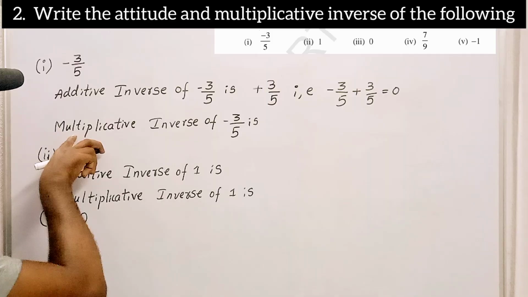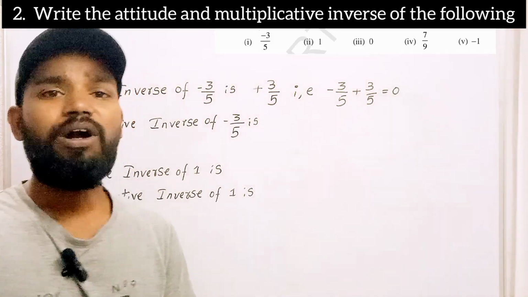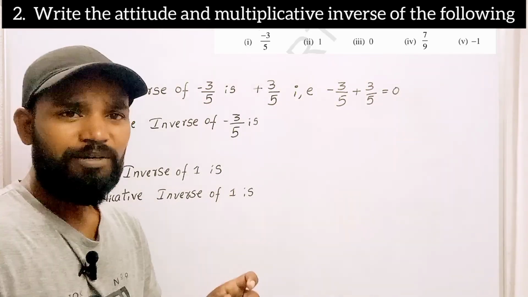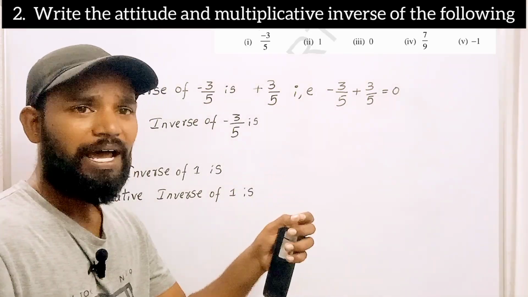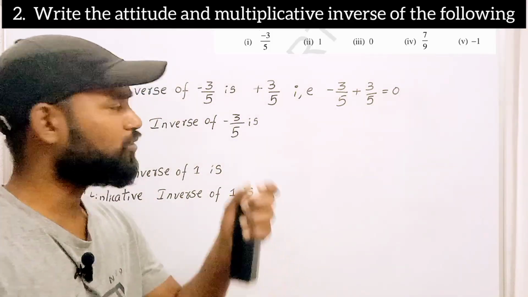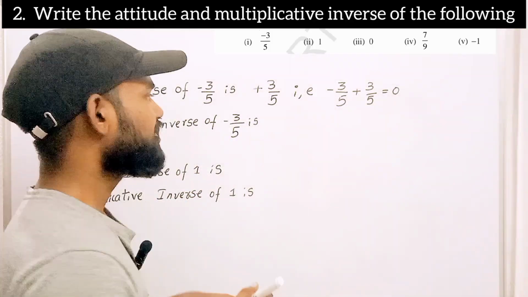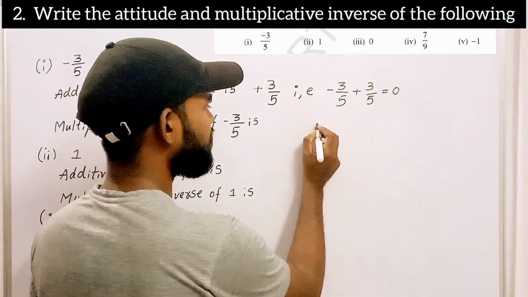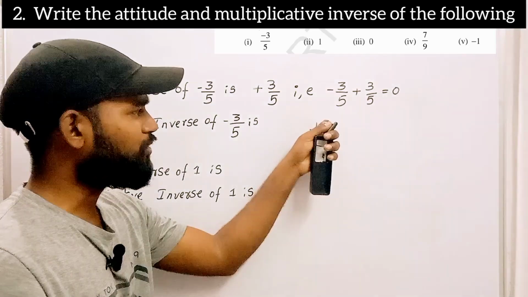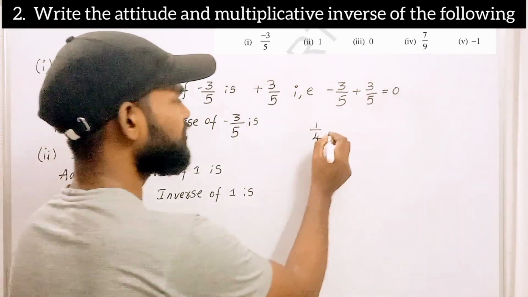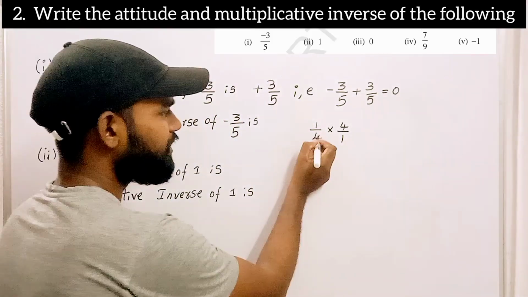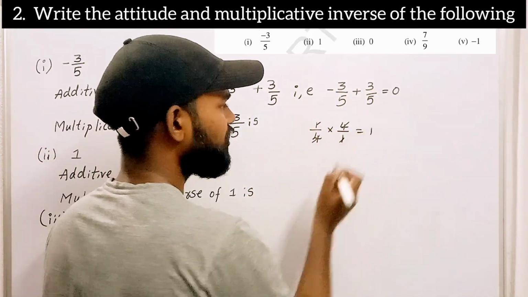Next, moving to the next concept, that is multiplicative inverse. What is multiplicative inverse? It is nothing but what you multiply to get 1. What will you multiply to the given number to get 1? See, suppose I am taking 1 by 4. What number will you multiply to this fraction to get 1? That is nothing but 4 by 1. Is it correct? Yes or no? Yes. Now you can cancel everything and you will finally get 1.